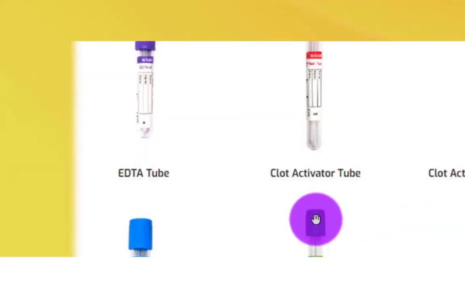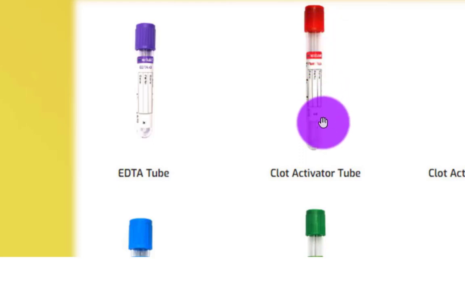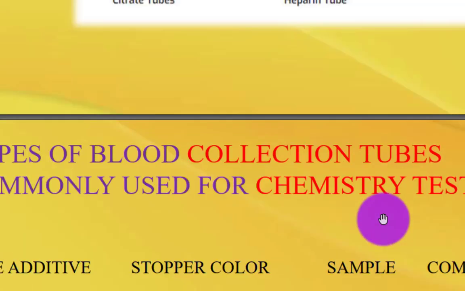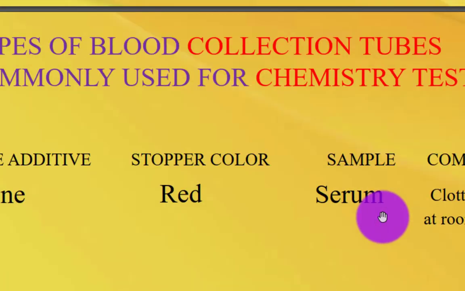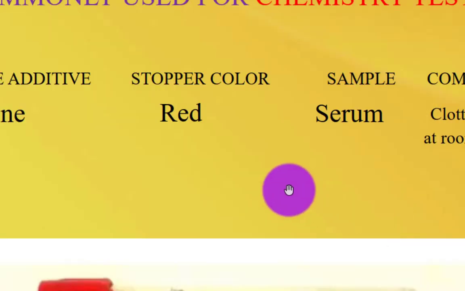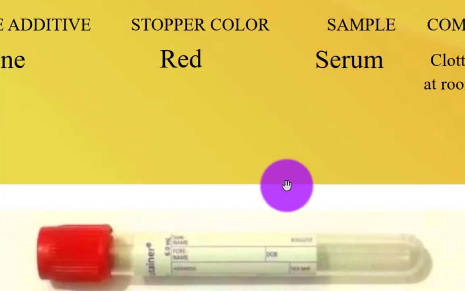Here is the clot activator tube. Types of blood collecting tubes commonly used for chemistry tests: tube additives, tube color, sampling, and comments. Tube additive: plain, tube color red, sample serum, comment: clotting requires at least 30 minutes at room temperature.